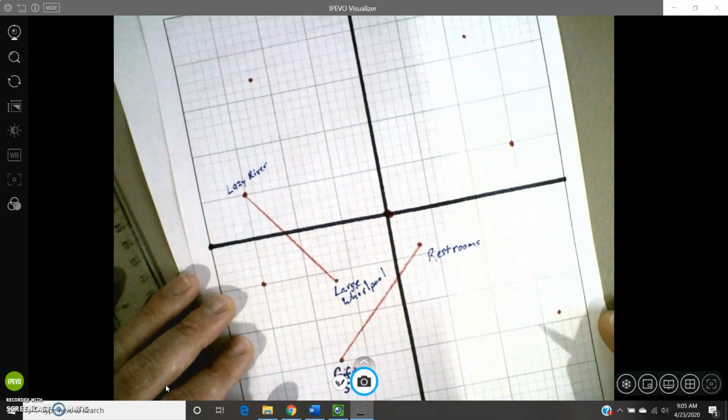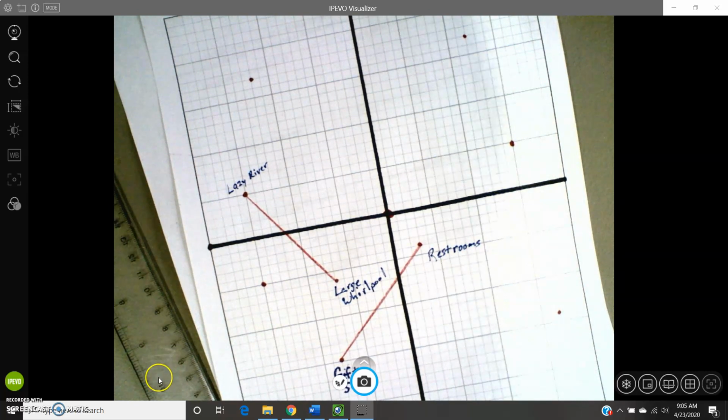So either method works for your water park project, rise over run, or use the slope formula.